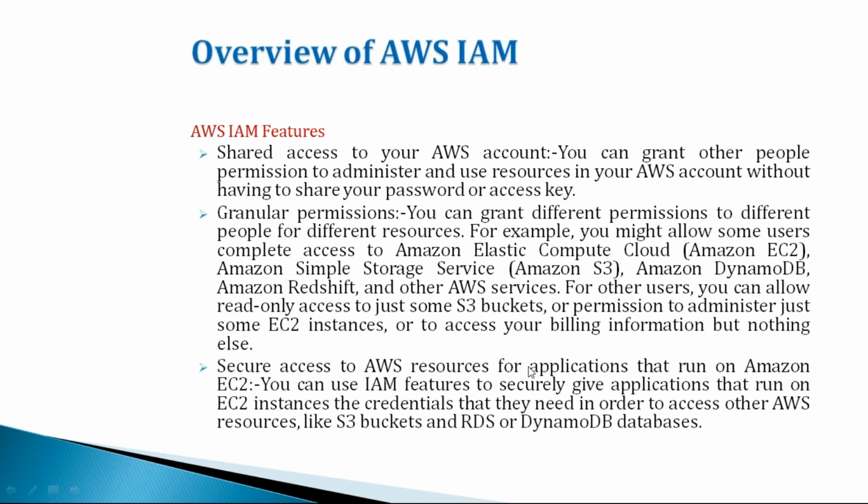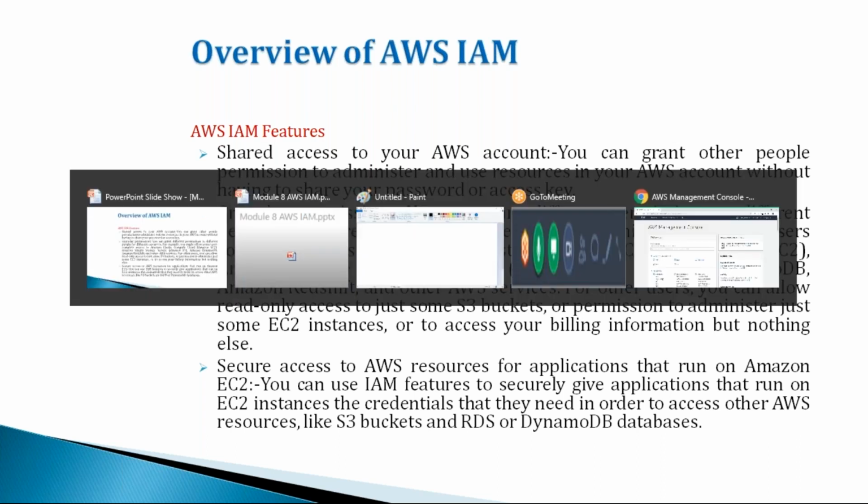Secure access to AWS resources for applications that run on Amazon EC2. You can use IAM features to securely give applications that run on EC2 instances the credentials they need in order to access other AWS resources like S3 buckets, RDS, or DynamoDB databases. So you can use IAM and assign roles to your resources, for S3, EC2, RDS, or DynamoDB. So what is a role basically? We need to understand a few things first of all.